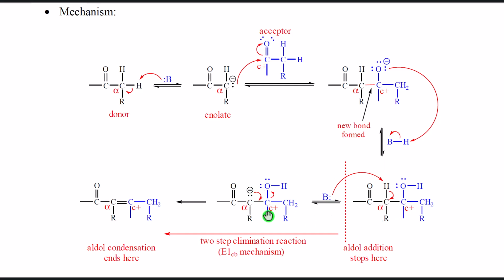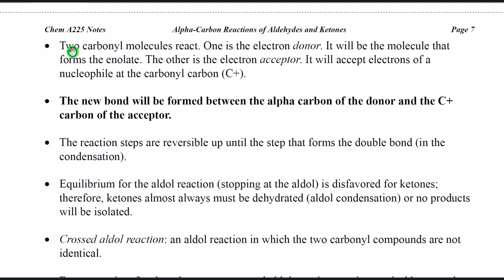While the first deprotonation following formation of the aldol is reversible, the second elimination reaction step is not. To summarize the features of the aldol mechanism, two carbonyl molecules react. One will be the electron donor. It will be the molecule that forms the enolate. The other molecule will be the electron acceptor. It will accept electrons of a nucleophile at the carbonyl carbon, carbon plus. There will be a new bond formed between the alpha carbon of the donor and the carbon plus carbon of the acceptor. And the reaction steps are reversible up until the step that forms the double bond in the condensation.